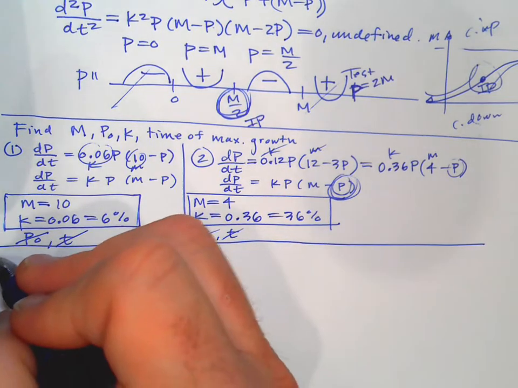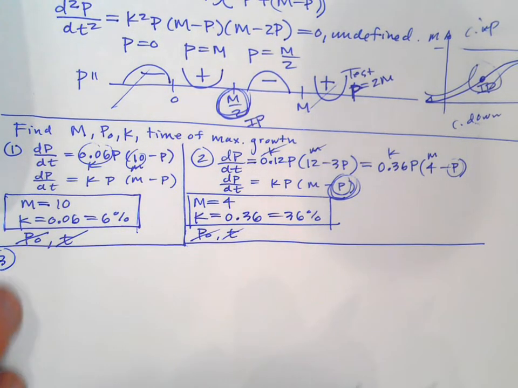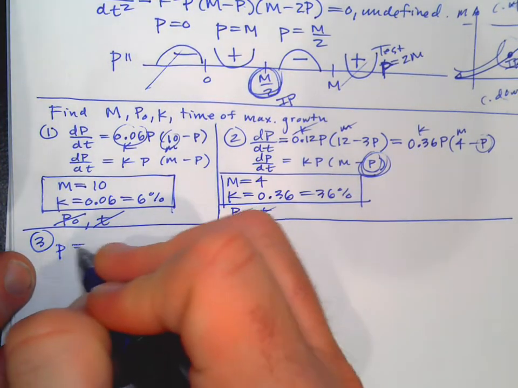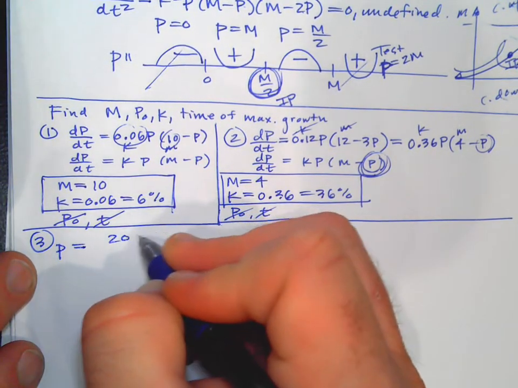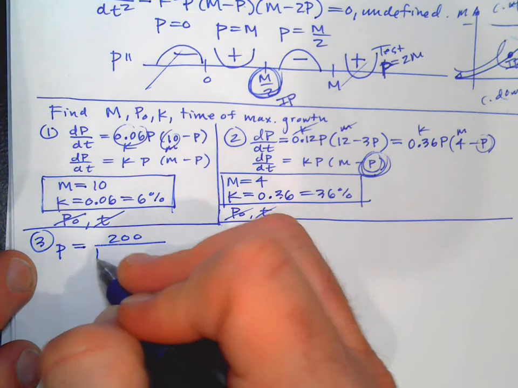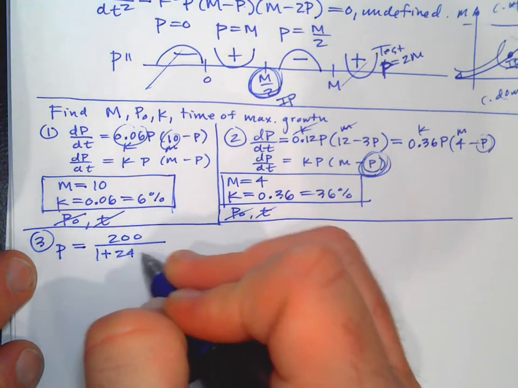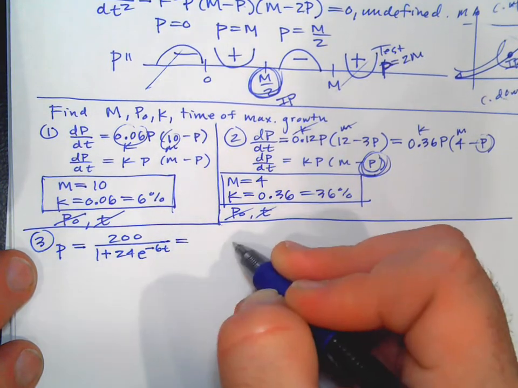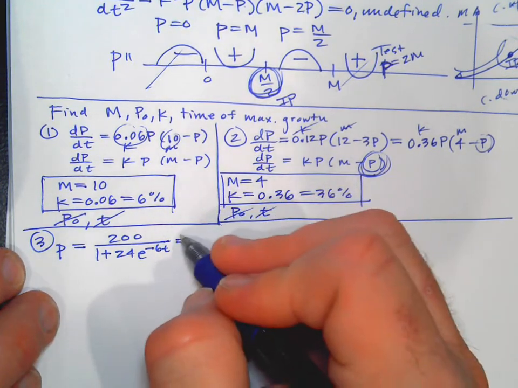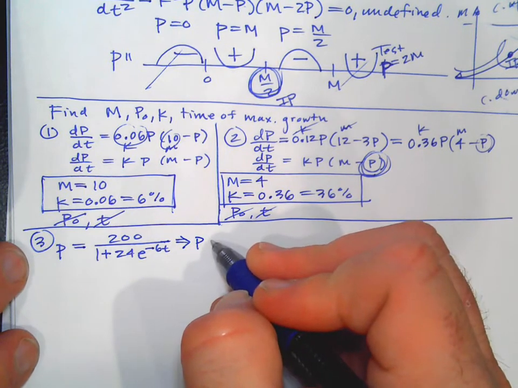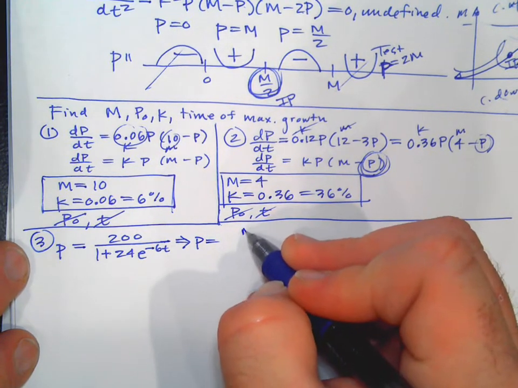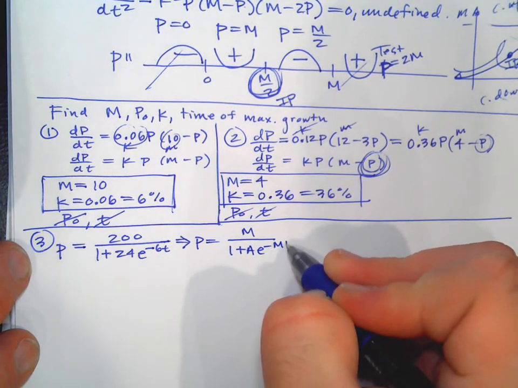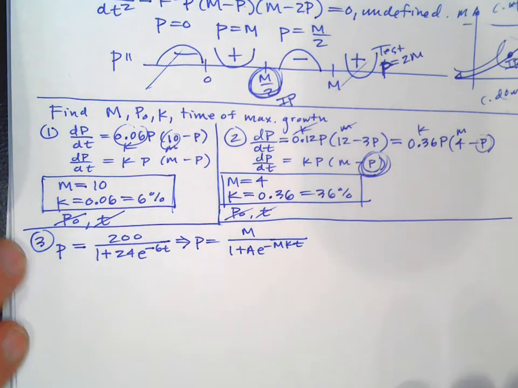All right. Now for the next ones, I'm asking the same thing. We're going to actually, I think, be able to find everything. But this time, instead of giving you the differential equation, I'm going to give you the growth rate model. And so it might be helpful to write down the formula. It's M over 1 plus A e to the negative MKT. You don't want to memorize that.